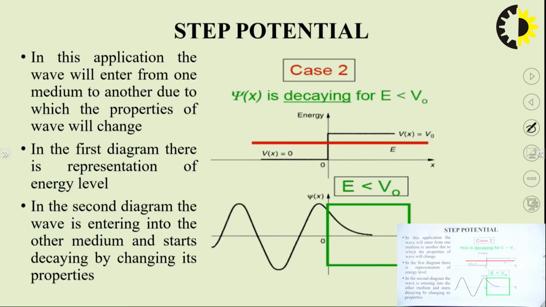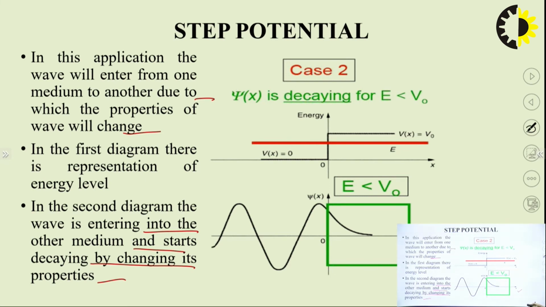So next is the step potential case. In this application the wave will enter from one medium to another, due to which the properties of the wave will change. In the first diagram you can see that psi(x) is decaying for E less than V naught, and for E greater than V naught it is oscillating. So we have this type of relationship. In the second diagram the wave is entering into the other medium and it starts decaying by changing its properties. So the wave goes from one medium to another and starts decaying from there.